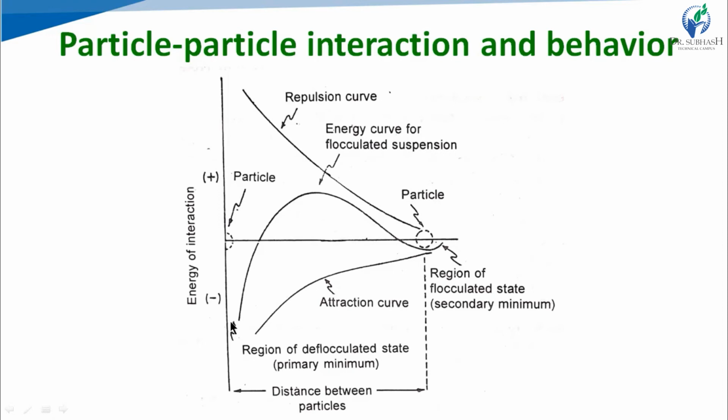Whereas the flocculated system represents the secondary minimum. Here a loose aggregation is formed, and the distance between the particles is much higher, nearly 1000 to 2000 angstrom. So on the basis of the potential energy curve, we can state these facts about the deflocculated system and the flocculated system. We will see this in detail.